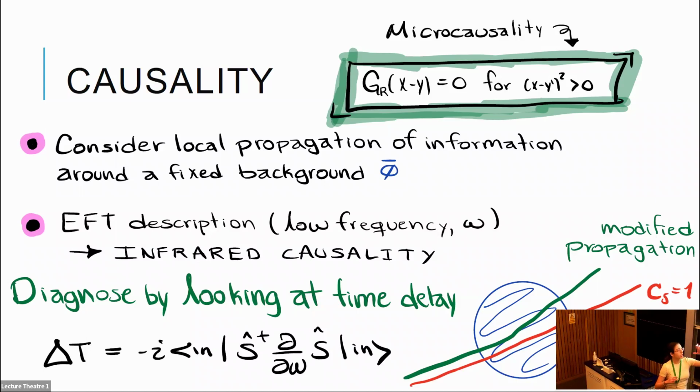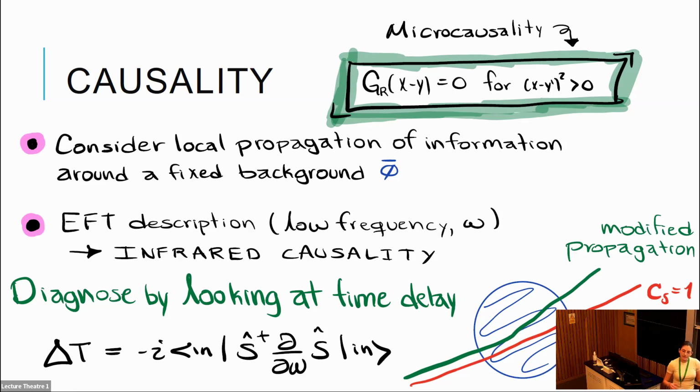Now, you can go and compute these Green's functions. That could be a bit complicated depending on your theories, or you can go and compute some observable that basically measures how far or what is the support of your Green's function. And this observable actually is the time delay. So you can go and look at time delays, which have a very well-defined form in terms of an S matrix that you can look at here.